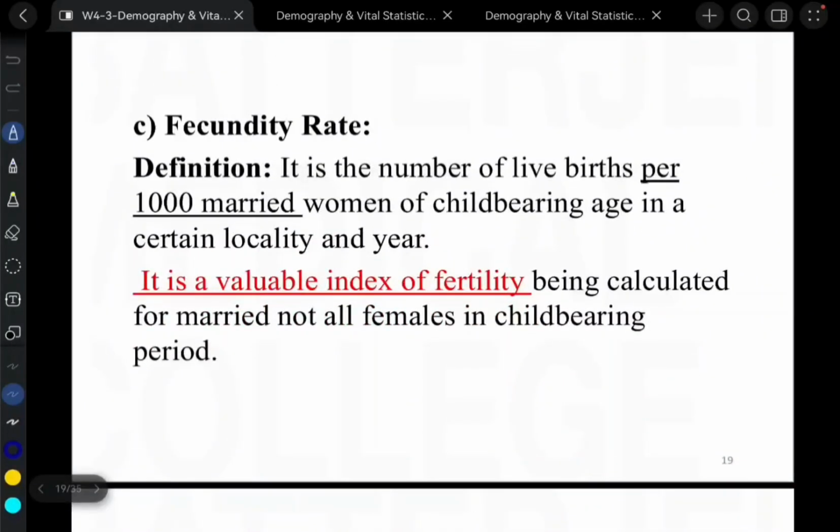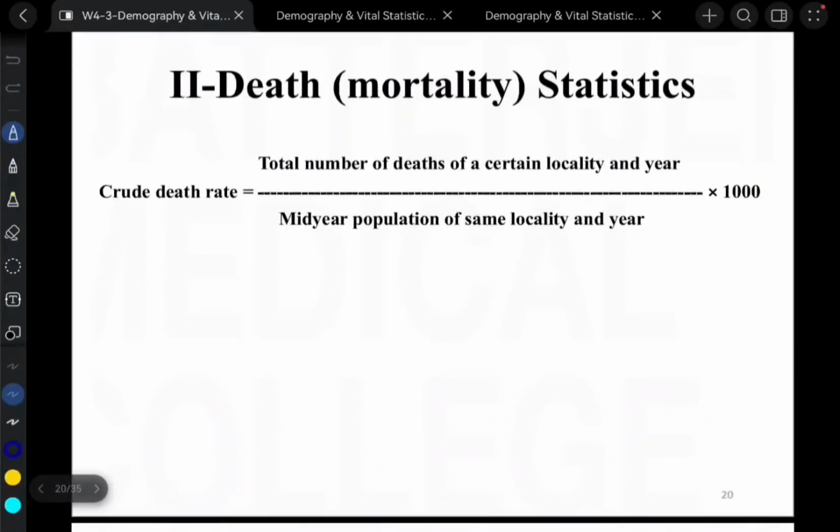Then we have C, the fecundity rate. It is the number of live births per 1,000 married women of the childbearing age in a certain locality. It is a valuable index of fertility, being calculated for married women, not all females in the childbearing period. So again, here we also have a different division. Instead of going through all the women between 15 and 49, we pick only the married women of those, and then we calculate according to how many live births they have. That's for the fertility rates.